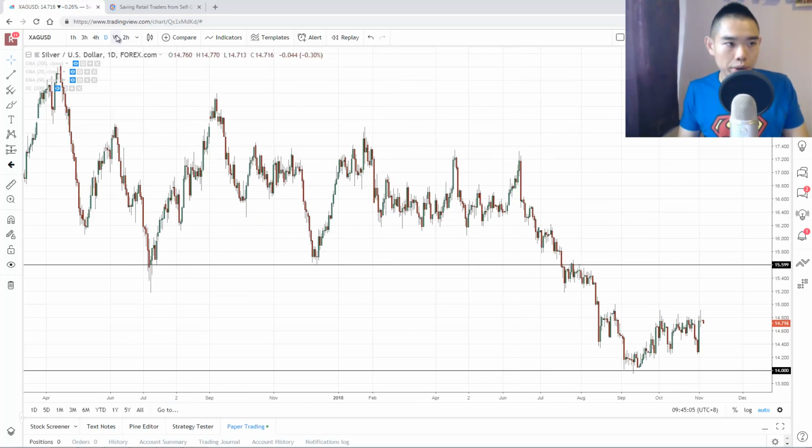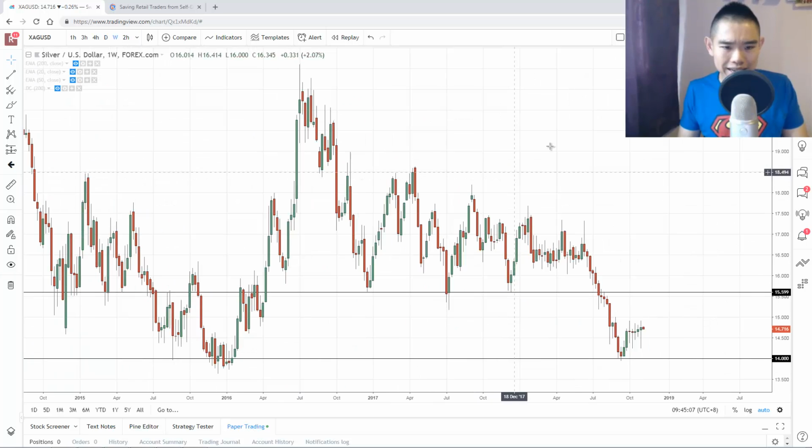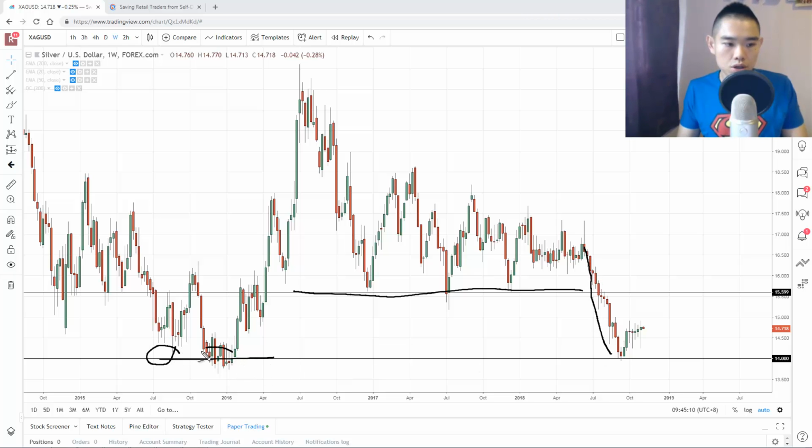Let me just go down to the weekly time frame. You can see that this market previously made a strong decline. When it broke down this area of support at about $16, it made a strong decline into $14, which is a key area of support. Tested once, twice, and right now it's at this level once again.